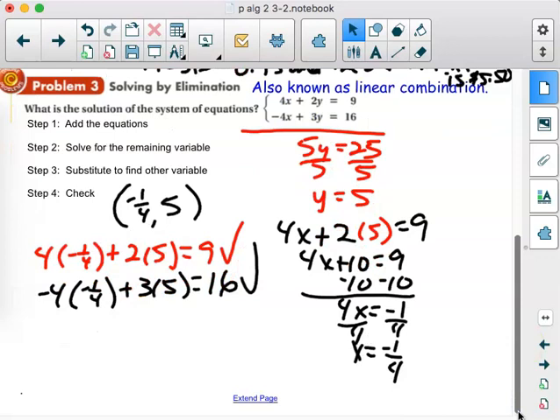So, trying to wait and make sure everybody had all those steps written down that they wanted on there. Add the equations, solve for the remaining variable, substitute to find the other variable, and check. Anybody need more time? We set? All right.